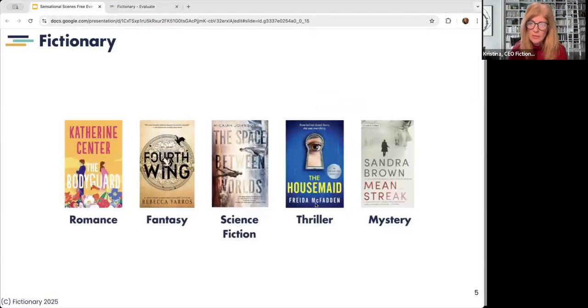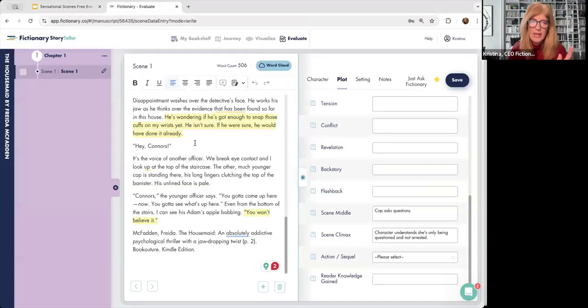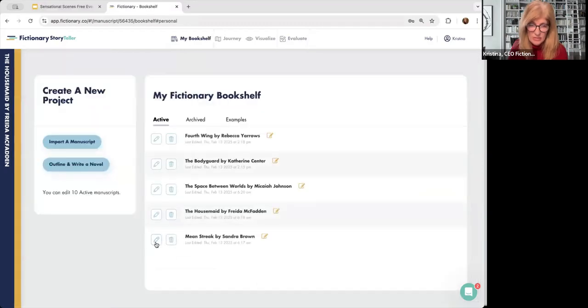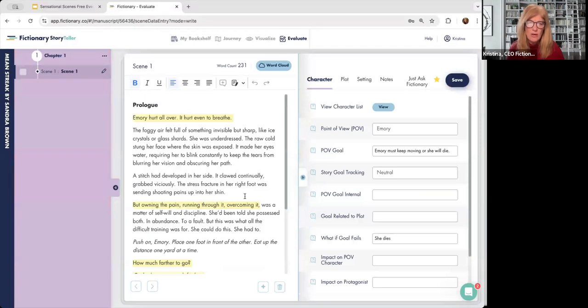And when we look, so we've got a thriller here and a mystery here, and we're going to have an event on the real differences between thriller and mystery. But here, this is a crime that happens at the end of the book. And so it falls into the thriller category. So then we have our final book, and the final book is Mean Streak by Sandra Brown. And this is our mystery.